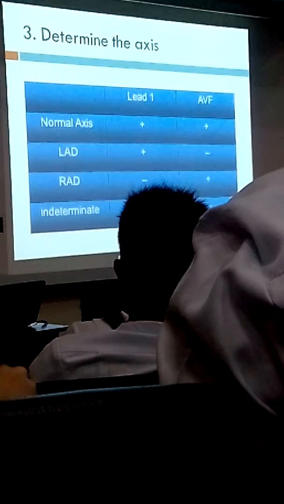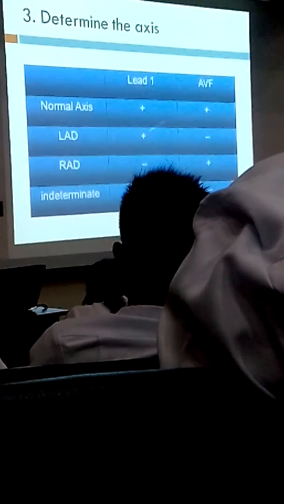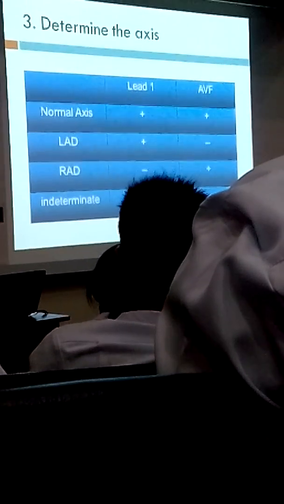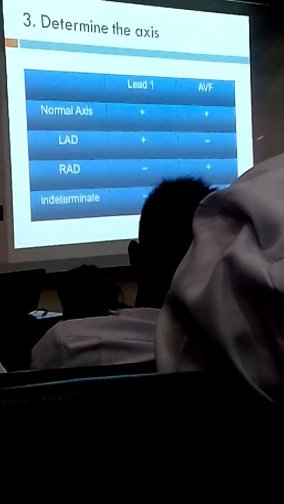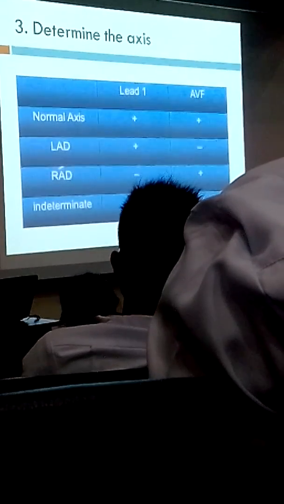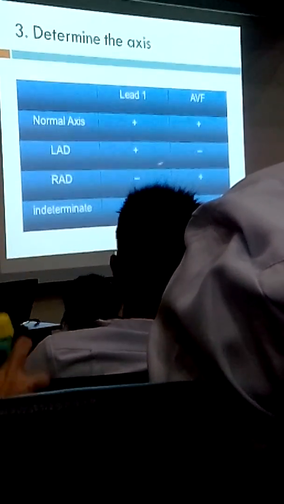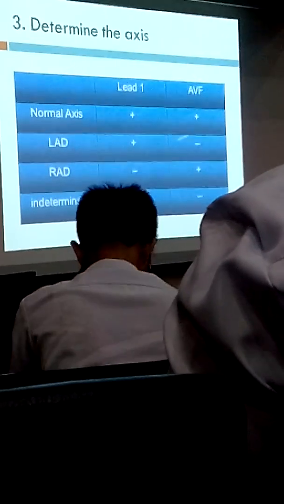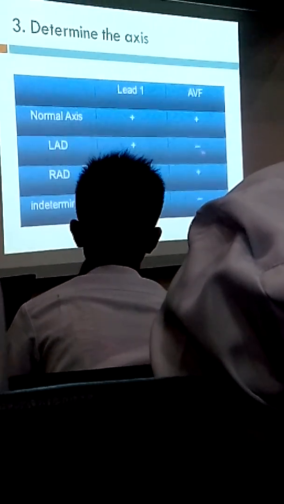So normal axis, there should be a positive deflection in your lead 1 and another positive deflection in your aVF. When we talk about left axis deviation, meaning your heart is more or less deviated to the left, you will see a positive deflection in your lead 1 and a negative deflection in your aVF.